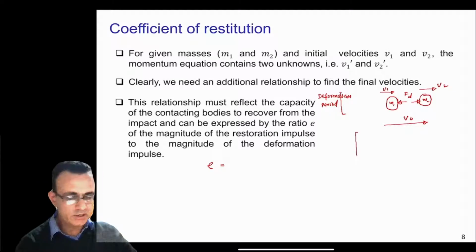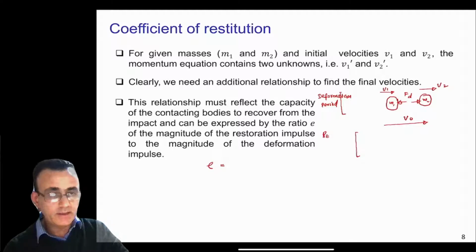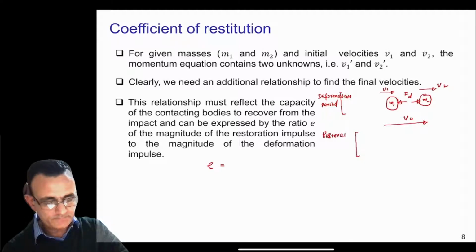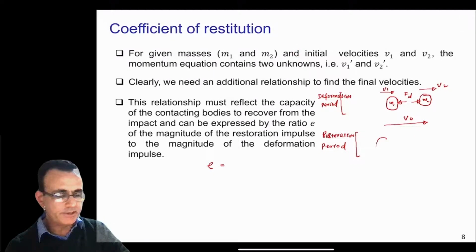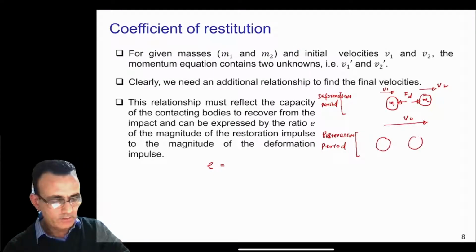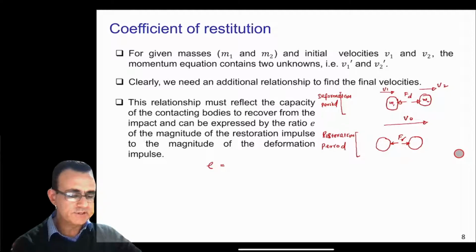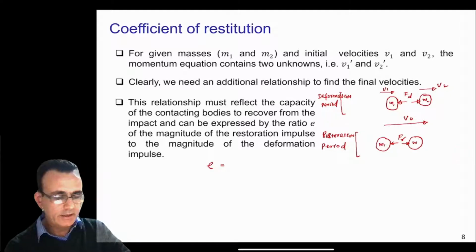And then in the next phase, which is the restoration, during the restoration period, the two particles will recover from this maximum deformation. So from the impact, the force here will be represented by Fr. Again, this is particle 1 and particle 2, and these are their masses. After deformation, the velocity will be v1 dash, and this will be v2 dash.